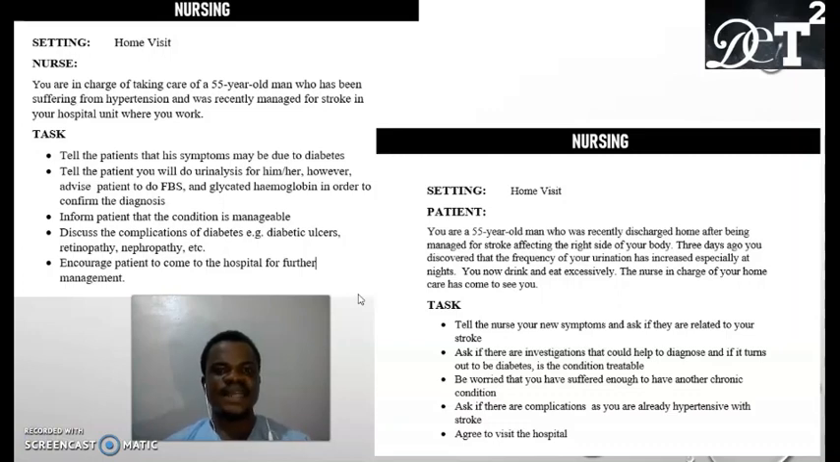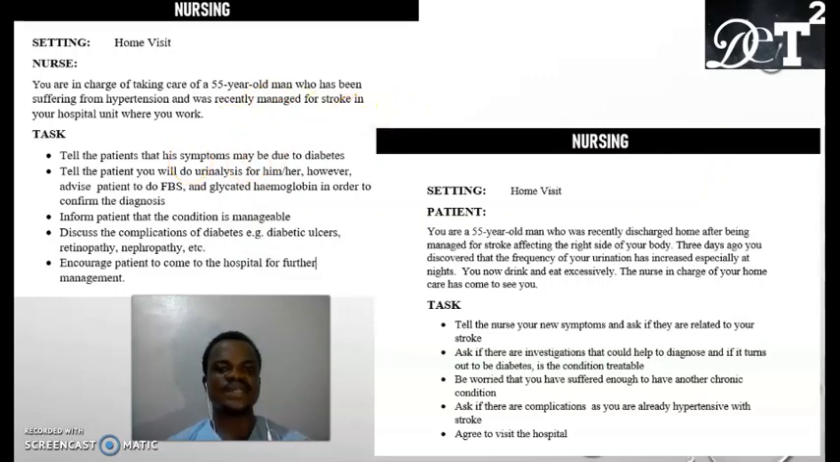So this is basically how the exam goes, and if you actually listen to the candidate, she did exceptionally well. She was very fluent, and she didn't use ambiguous terms. For example, she explained all this terminology like diabetic ulcers, retinopathy, and nephropathy without using these words. Rather, she explained it the way the patient will understand. And most of these, like glycated hemoglobin and the rest, she did not use them. She used simple terms that the patient will really understand.